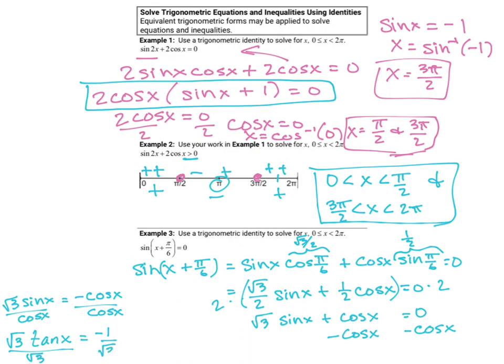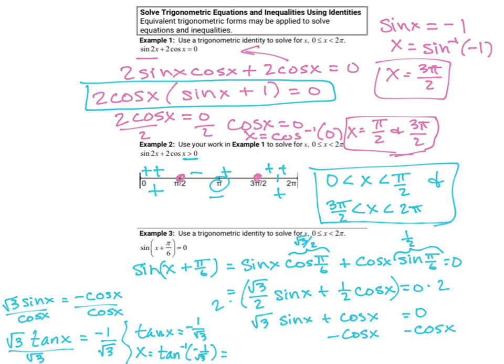Divide by your square root 3. So tangent of x is equal to negative 1 over square root 3. That means x is tangent inverse of negative 1 over square root 3. Your square root 3 is in the bottom, which means your cosine's along, and it's negative. Which is 5 pi over 6. That's wrong. No, that's right. That's right. 5 pi over 6.